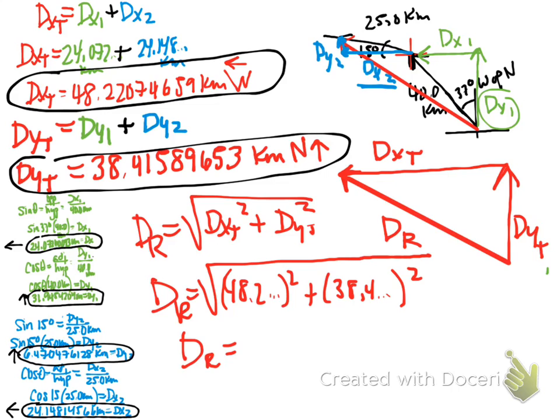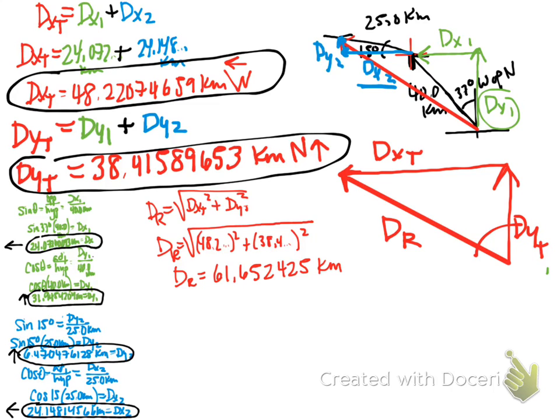Okay, so we've got it all plugged in. Again, using the multi-view makes it really easy to just pull numbers down. Okay, so we've got the magnitude of our resultant, 61.652425 kilometers. Now we just need a heading. We need an angle.